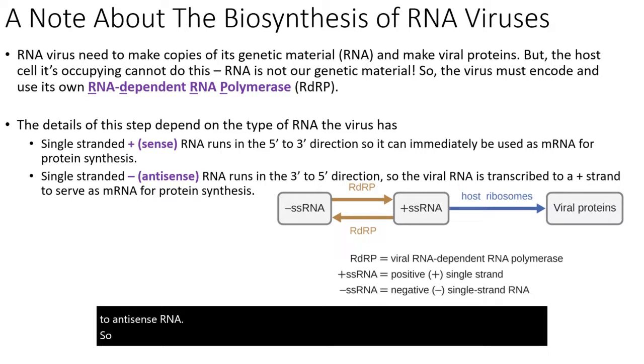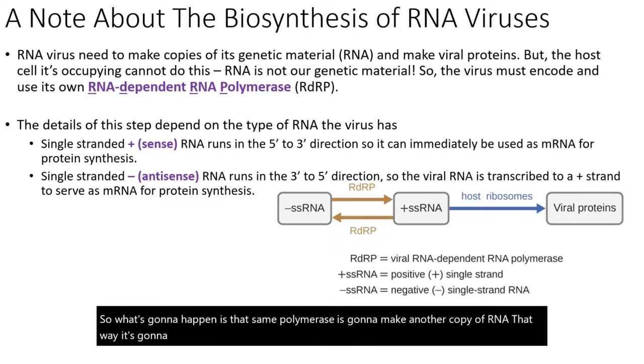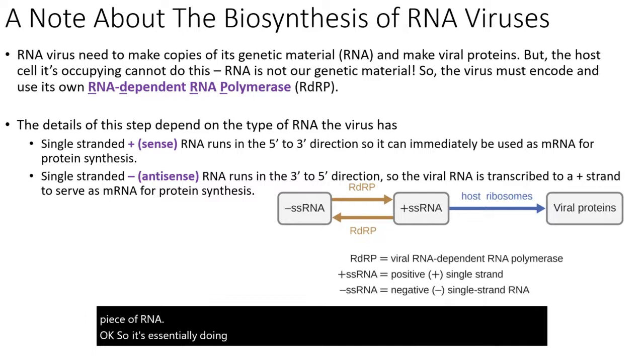So what's going to happen is that same polymerase is going to make another copy of RNA. That way, it's going to make an anti-parallel, which is 5' to 3', complementary piece of RNA. Okay, so it's essentially doing its own RNA replication. Now I know y'all, this is kind of confusing. It was confusing to me in graduate school.